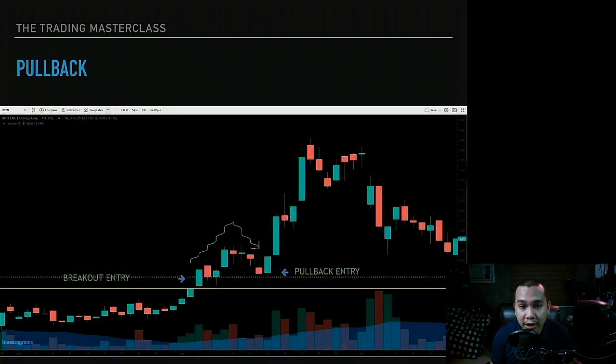Right, here's a clear chart for that. So here is a breakout entry of Dito earlier, but if ever you failed to enter on a breakout, you can always wait for a pullback to happen. So here's the strong rally of Dito, it did a pullback right here, and here's the bounce that we're looking at.